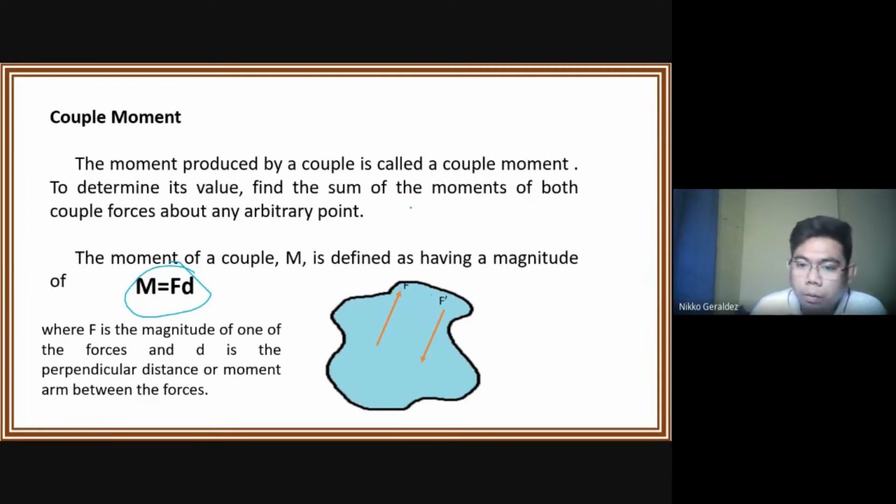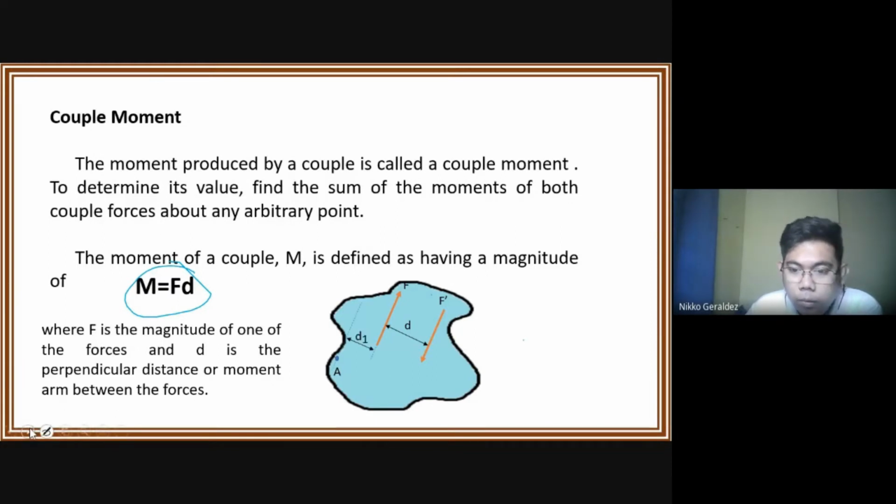Sabi daw, to find the couple moment is to find the sum about any arbitrary point, anywhere daw doon sa object. Halimbawa, mag-moment tayo at point A. Ano daw yung magiging moment, or what is the couple moment ng couple of forces na to? So, pumili ako ng point, sabi ko at point A, then mag-moment ako at point A.